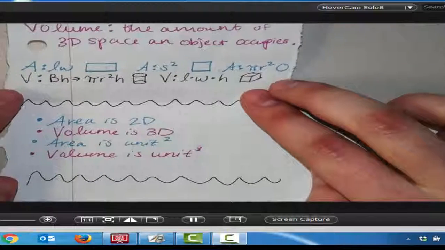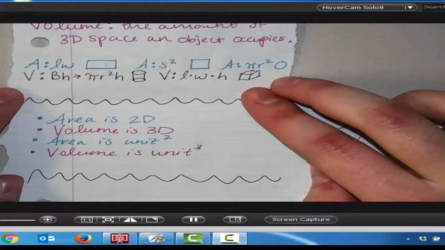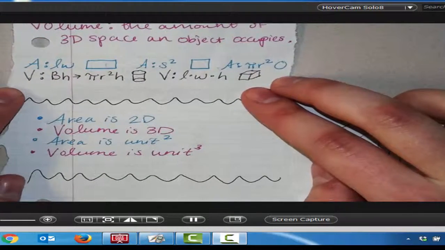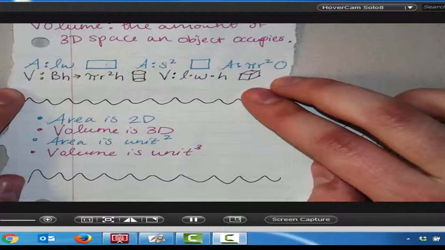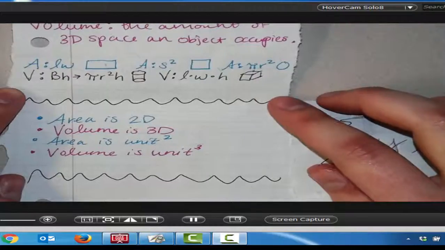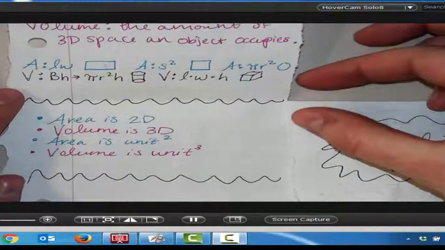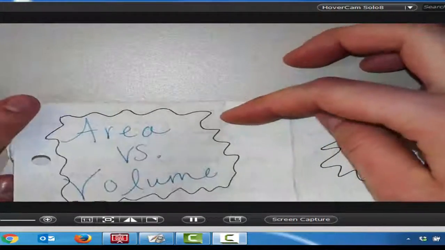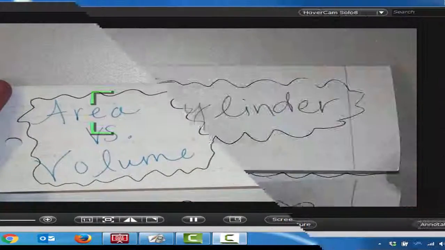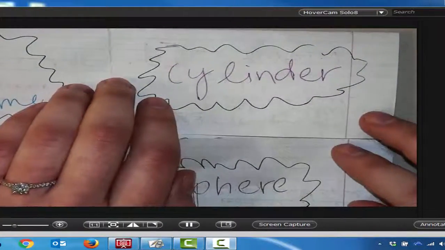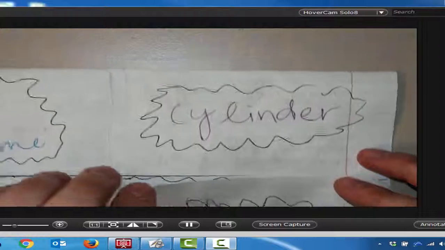Here are just some more characteristics. Area is 2-dimensional, volume is 3-dimensional, area is units squared, and volume is units cubed. And that's it for our area versus volume. Alright, so moving right along to cylinder.